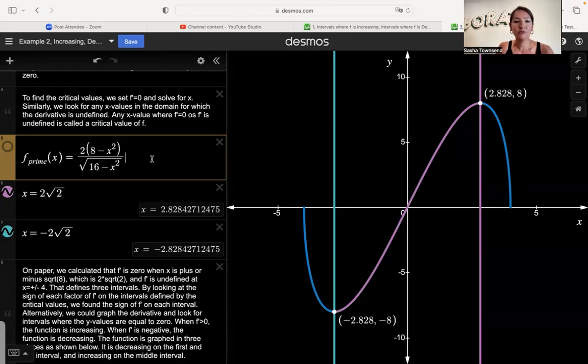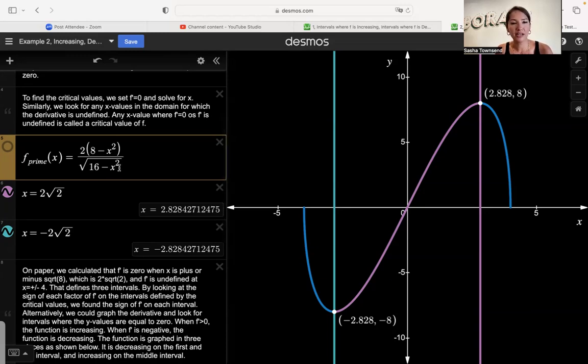You might say, well, how can I find that without actually having the graph itself? Well, we can analyze the signs of f prime on the intervals defined by our critical values. So our critical values were plus or minus 2 root 2, and then the denominator is equal to 0 when x equals plus or minus 4. So those are critical values as well.